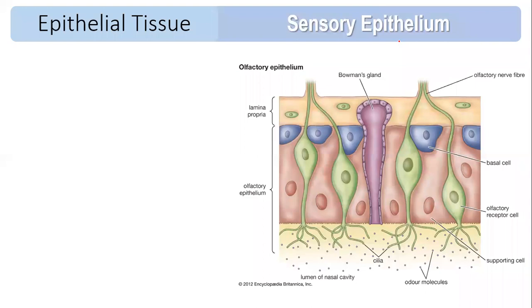The next type of epithelium is called sensory epithelium. The name itself suggests that it is concerned with the sense of something. Either it can be sense of smell, sense of hearing, or sense of vision. So basically, this tissue is made up of two types of cell. One is columnar cell, and another cell is called neurosecretory cell.